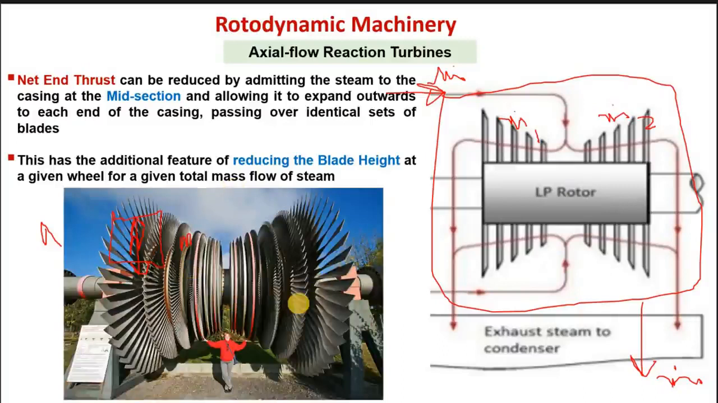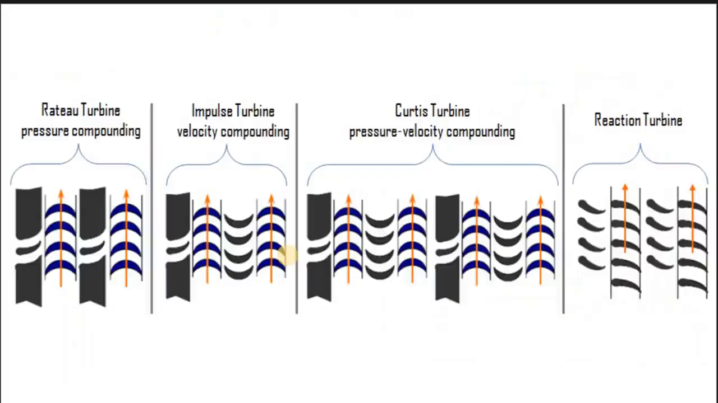Here you see a huge reaction turbine. So here it is divided into two halves. The mass would be entering here at the center, and then it is divided into two halves. If all of the mass would have been entering from one point, then this blade height in one particular direction would have been very large, and the end thrust in one particular direction would have been very high. But using this configuration, you can reduce the end thrust. Okay, so now this was about the compounding of reaction turbine.